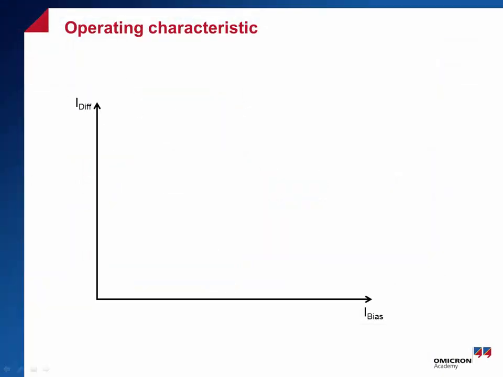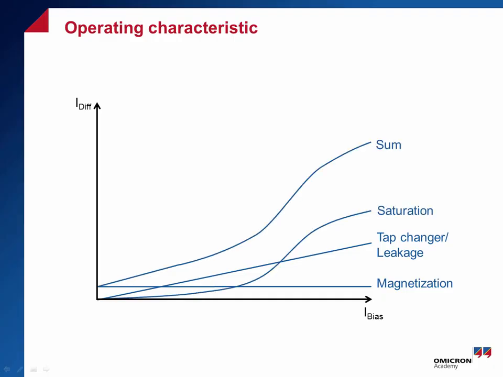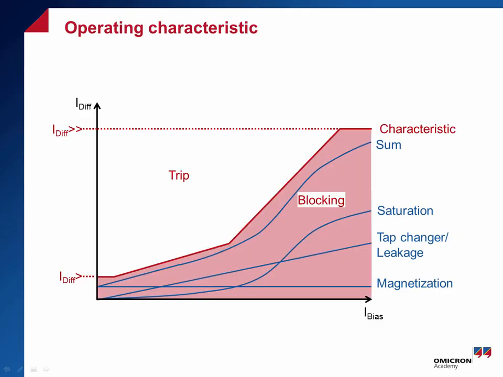Small differential currents are also possible under healthy conditions. They exist due to transformer magnetization, tap changer, leakage, and saturation effects. The addition of all these effects represents the maximum differential current that is possible under healthy conditions. The differential characteristic is an approximation to all these effects.